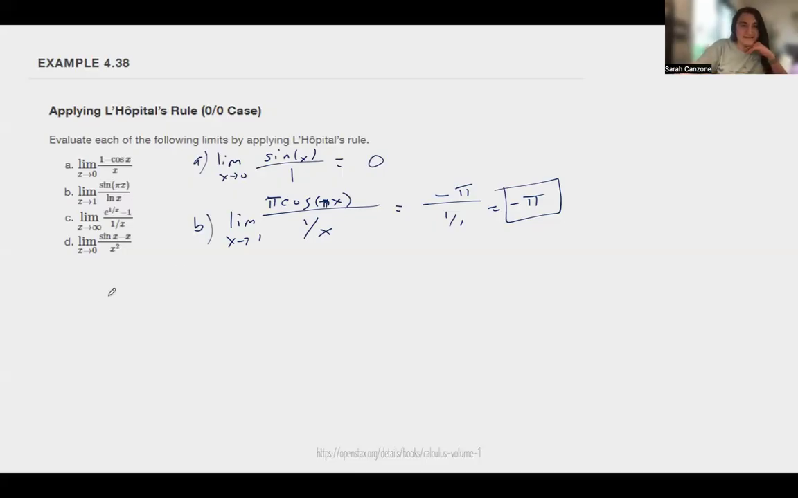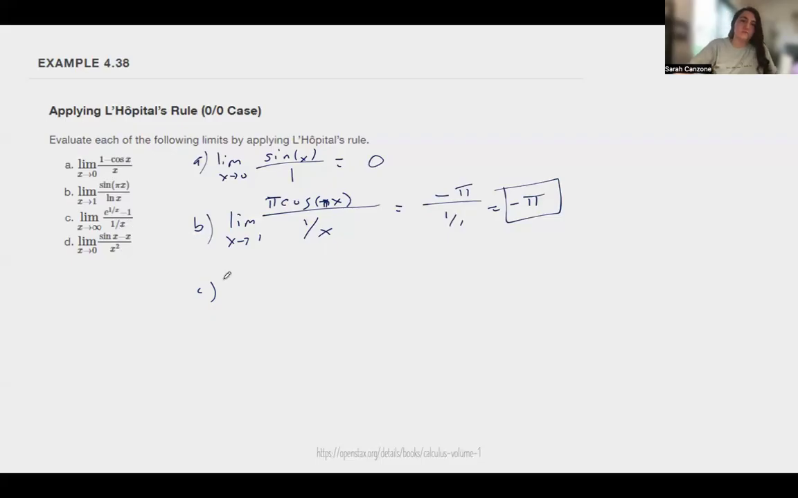All right, let's take a look at C. So again, you plug in infinity. This is e to the 1 over infinity. Well, 1 over infinity we know is 0. E to the 0 is 1. 1 minus 1 is 0. Okay, so the numerator is 0. 1 over infinity is 0. So it's 0 over 0.